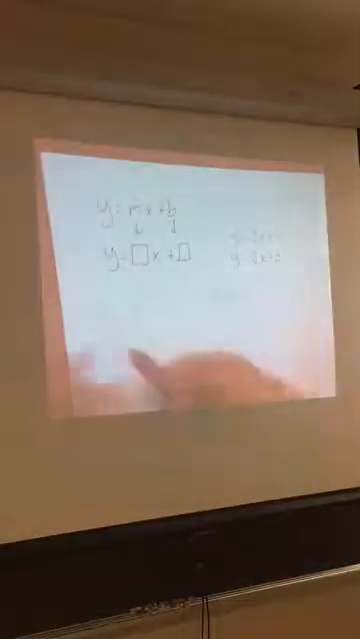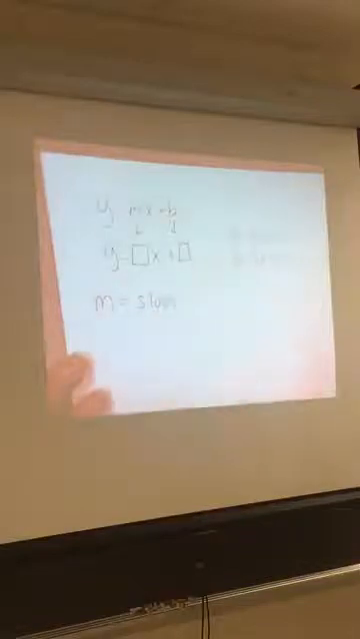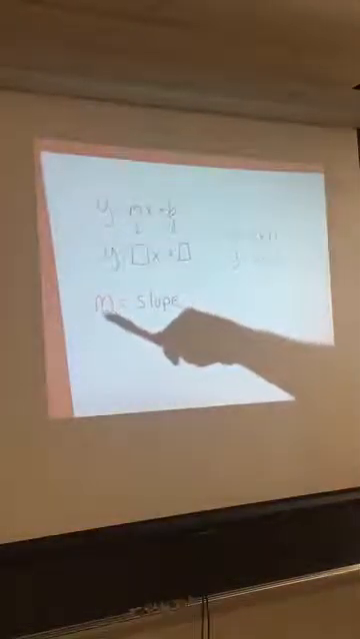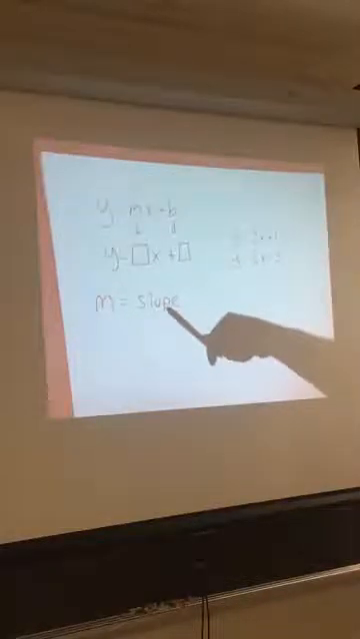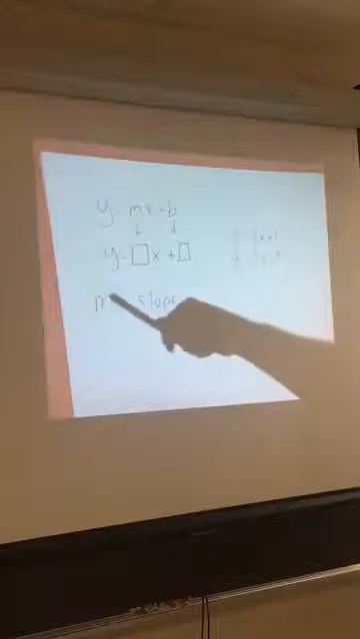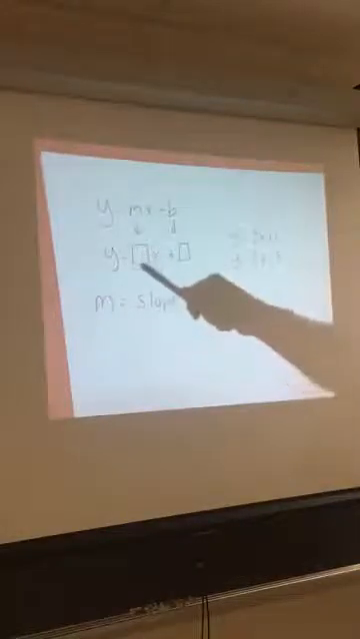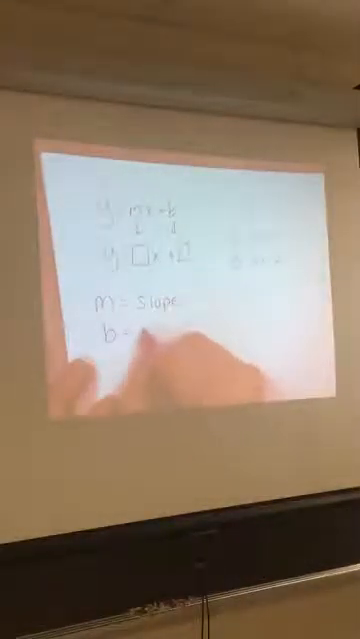Okay. Another thing to remember. M is the slope. Some problems will say m equals 5, m equals 7, m equals a half. Some problems will say slope equals 5, slope equals 7, slope equals half. Either way, it's the exact same thing. Whatever they tell you for slope goes in this box. Remember the b is the y-intercept.